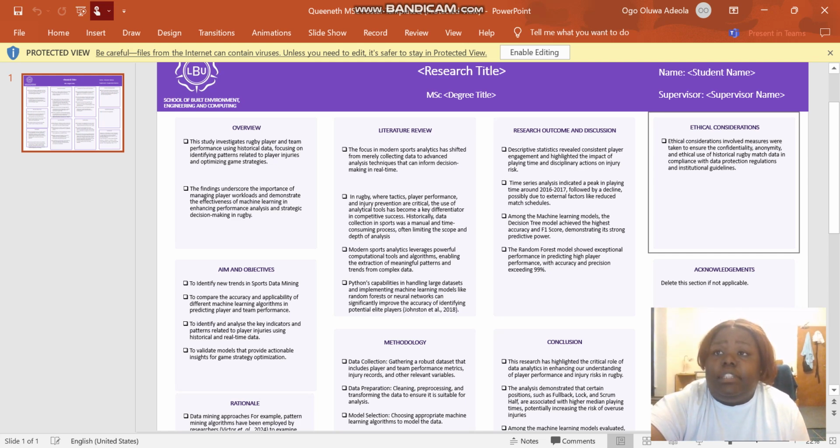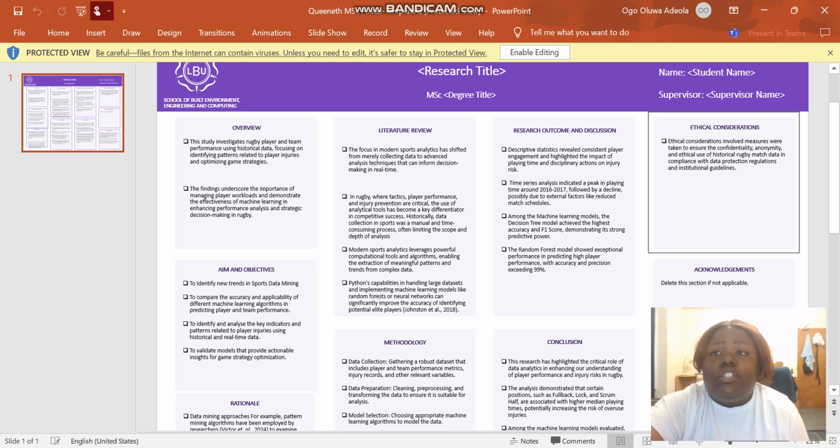So, to conclude this presentation, we would take a look at the future directions. The first future direction that could really impact a better outcome for my research is incorporating additional data. Future research could benefit from incorporating a more diverse data set, including detailed injury reports, player fitness data, and psychological factors to further refine the predictive models and provide a more holistic understanding of player performance and injury risks.